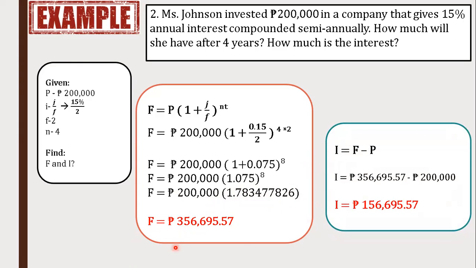We have the F here. That's 356,695.57 minus 200,000 for the principal. You will get 156,695.57 pesos for the interest. And that is the answer.